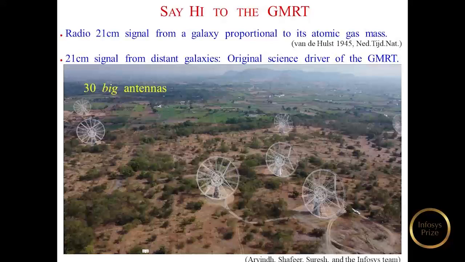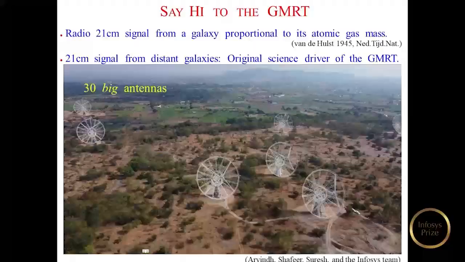And the reason that the telescope is so sensitive is that one, the dishes are big, and two, there's lots of them, there's 30. And so we use this to try to look for radio signals, and we do all kinds of stuff with the telescope. This is about 80 kilometers from Pune.